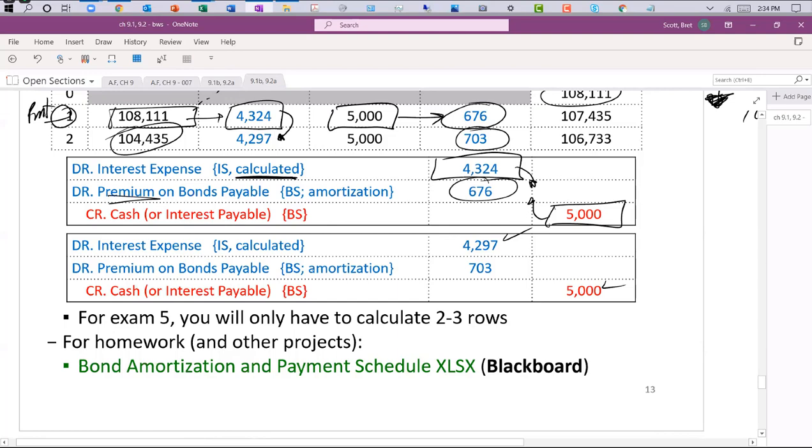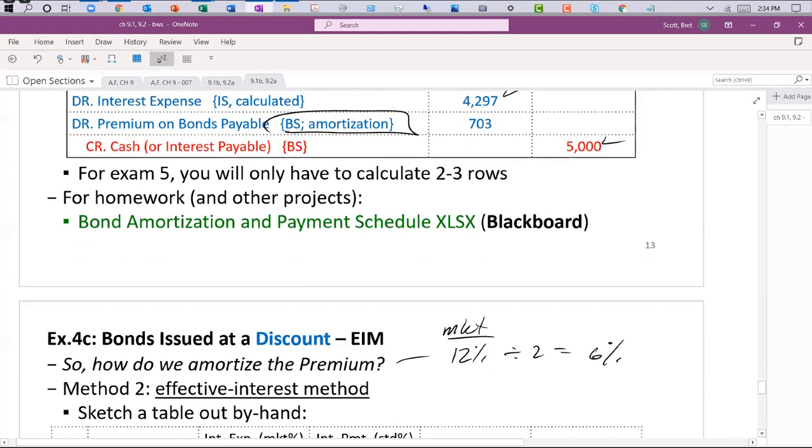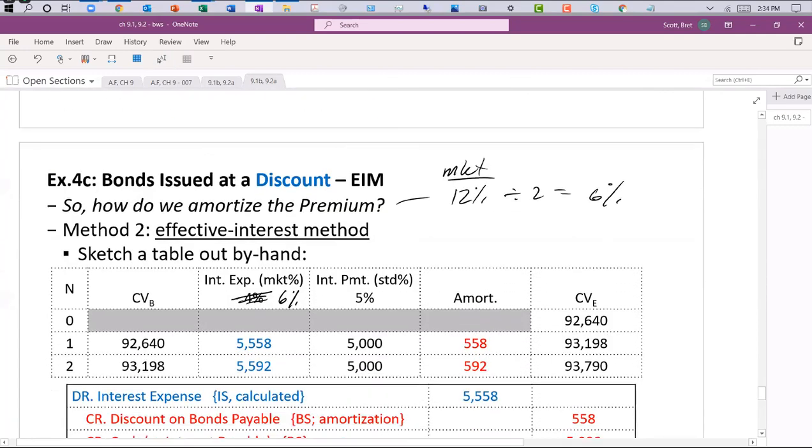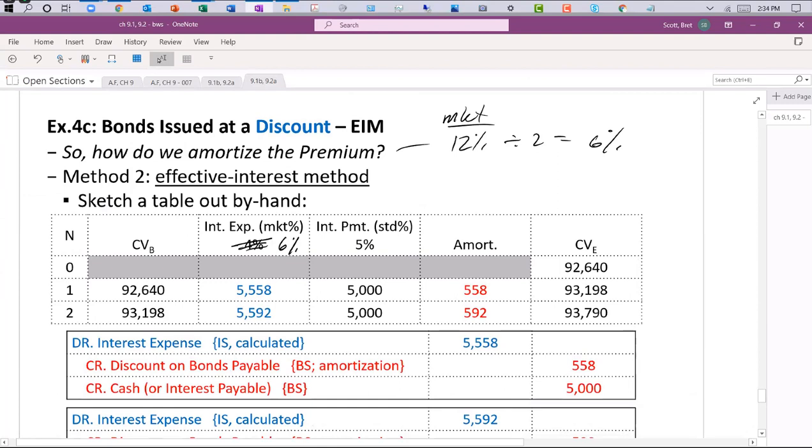Again, the plug figure, when you're doing the journal entry, leave it for the amortization, the amount of amortization. But be able to sketch out for the exam 1 or 2, maybe 3 rows of an amortization schedule. We'll talk about, for the sake of the homework, I've given you a bond amortization payment worksheet that you can use.